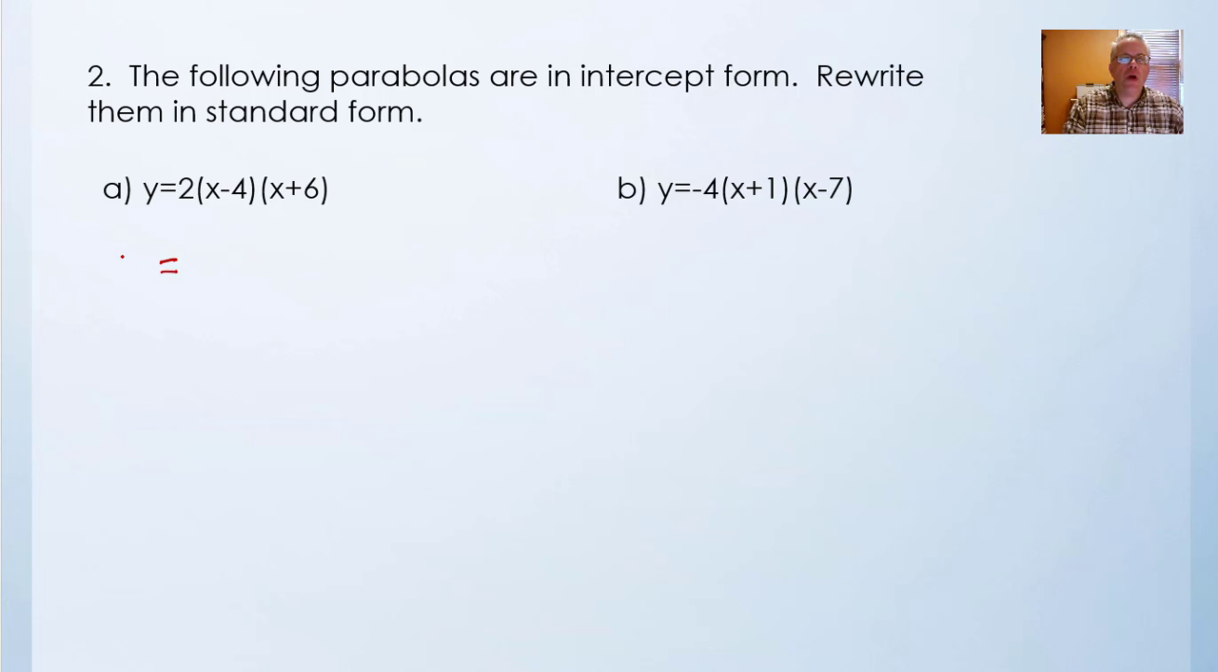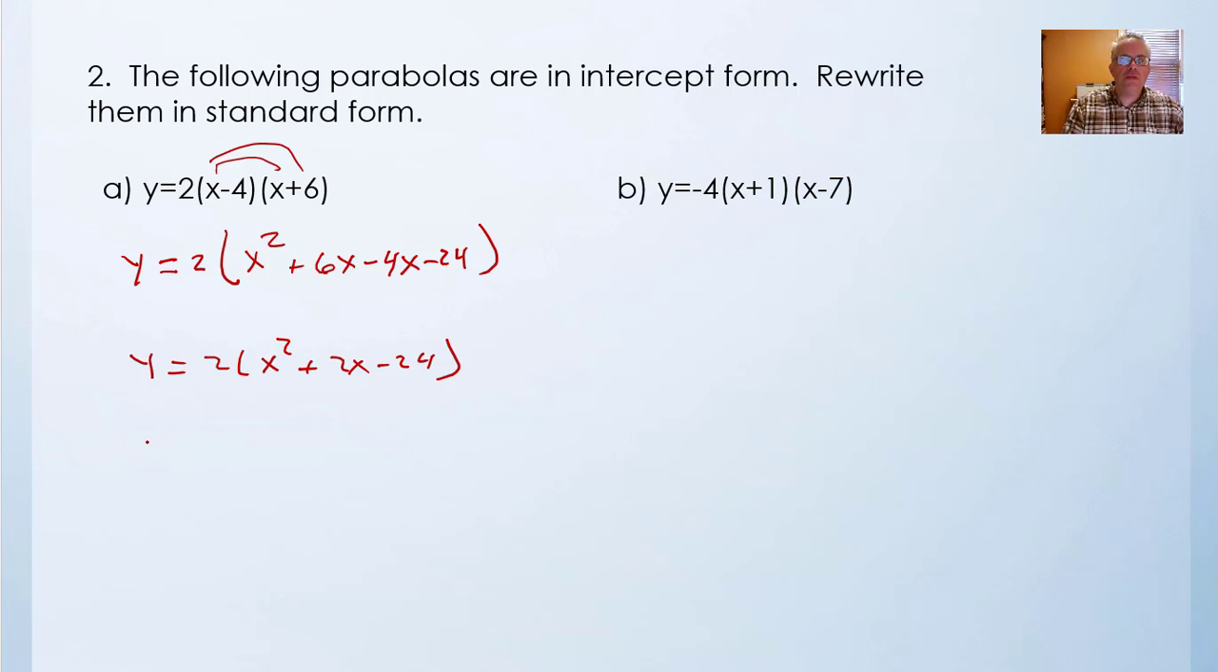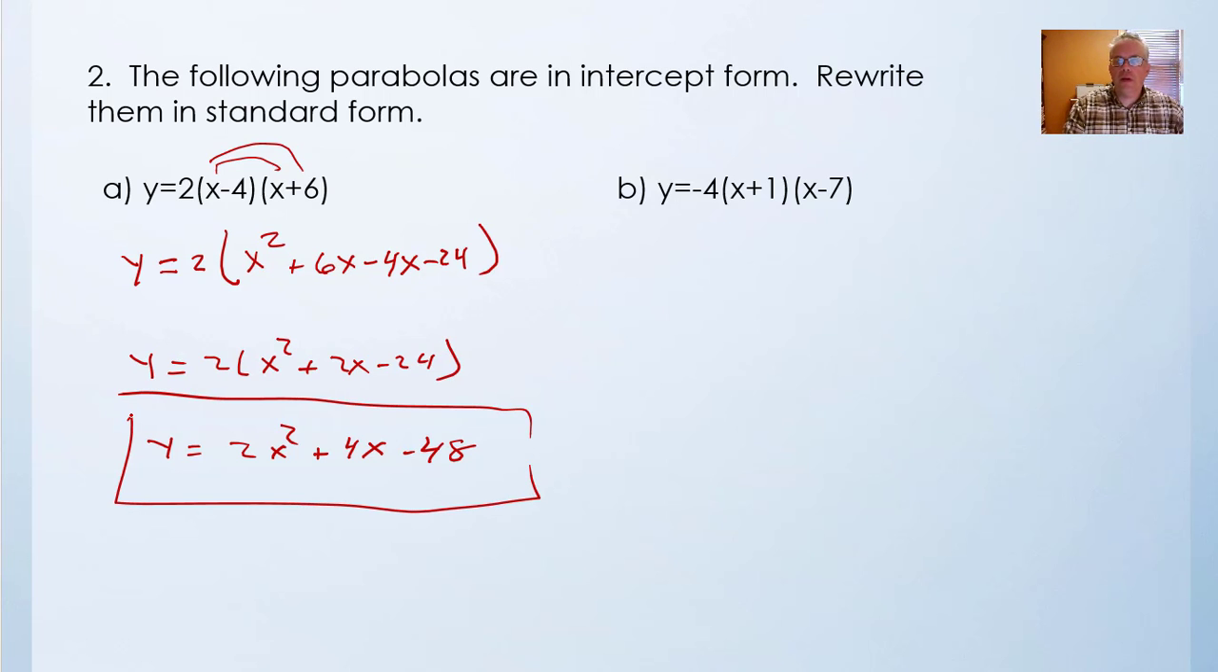So I'm going to write this as y equals 2. Then I'm going to find out what x minus 4 times x plus 6 is. Well, I'm going to use everything with everything. X squared, so plus 6x. Then we're going to have a minus 4x minus 24. Before I distribute the 2, I'm going to simplify what's inside. And now I'm going to distribute the 2. So as long as you're careful, you should get the same thing no matter how you do it, right? But that's the way I decided to do it.